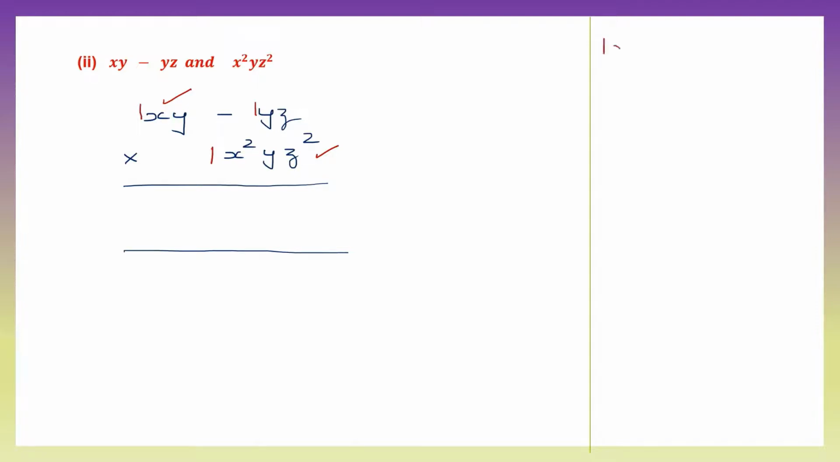So we have 1x square y z square into 1xy. Since both are 1s, the answer is going to be 1, isn't it? So we don't even have to have it there. Now what we're going to do is we're going to take only the literals. I'm going to take the x first. So x square into x.